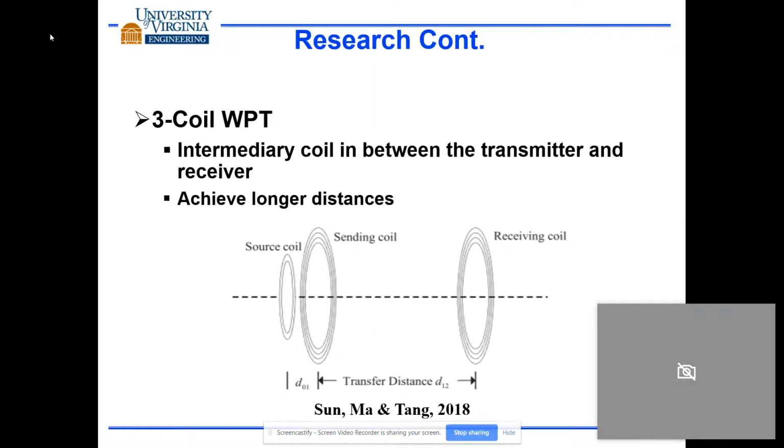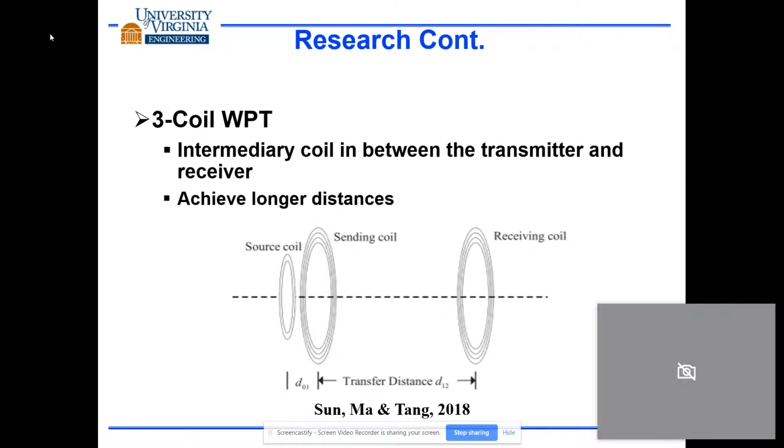And one other area which I found very interesting was implementing an intermediary coil in between the transmitter and the receiver. And the goal of this is to improve the transmission distance, meaning that a longer transfer distance can be achieved. But adding an extra coil in the free space between the transmitter and receiver is a bit inconvenient. So, if you're considering a vehicle, it's pretty challenging to place another coil that would essentially be in between the air gap from the ground and the bottom of the vehicle.